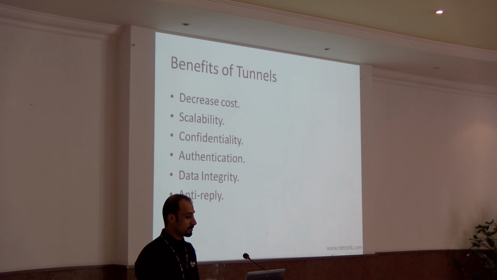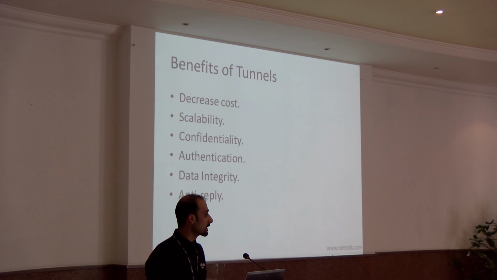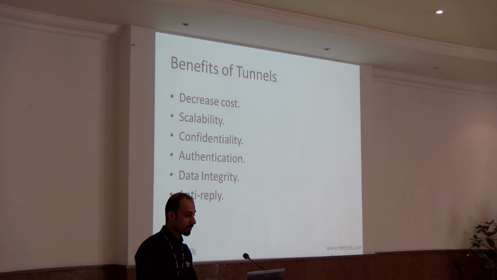So your staff, your employees, can simply connect to each other. For example, use shared folders from the central office. For example, you have an Active Directory server in your central office, and the branch office can connect easily to the central office. So tunnels and VPNs decrease the cost for us.